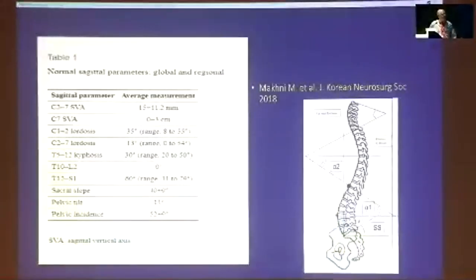These are some of the parameters that we generally take, but the important thing to remember is these parameters change, especially in old age. So we don't have to think about correcting to these levels in old age, because if you overcorrect, you will cause more problems than benefit.